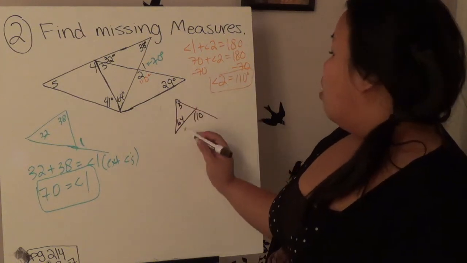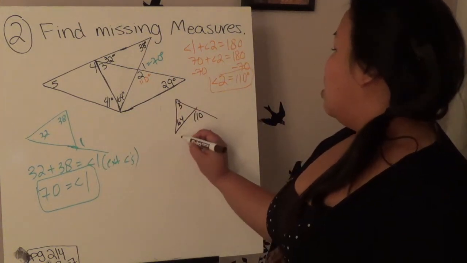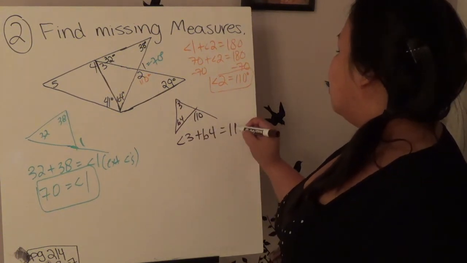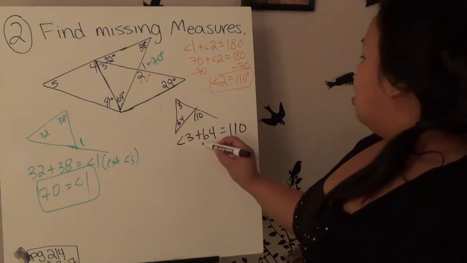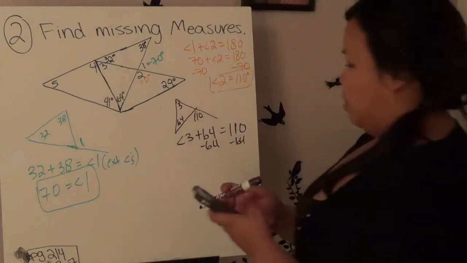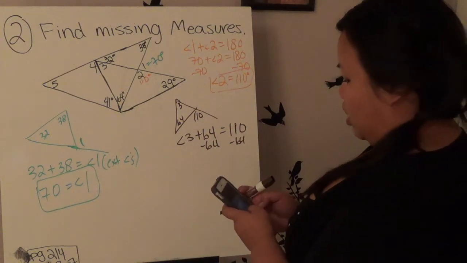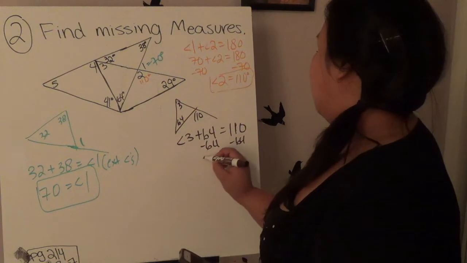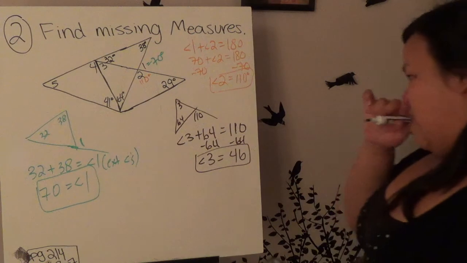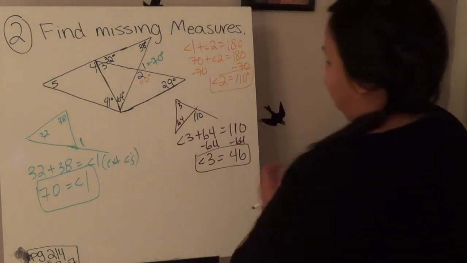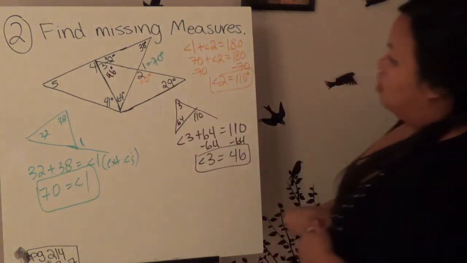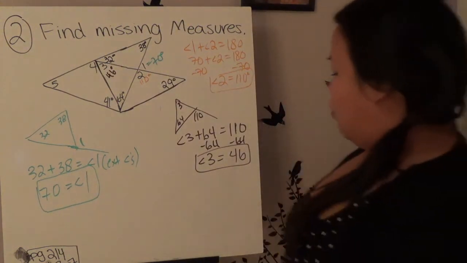So I know that because of the exterior angle theorem, angle 3 plus 64 equals 110 degrees. So how do I solve for angle 3? I subtract 64 from both sides. So I have 110 minus 64, which gives me angle 3 equals 46. Did you get how I did that? Because I found that it's an exterior angle. So I know that this is now 46 degrees. So we're using old and new information.